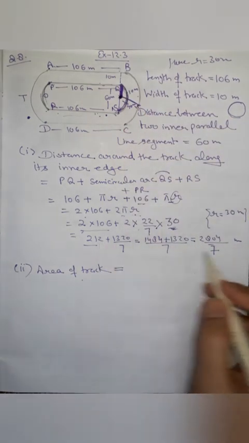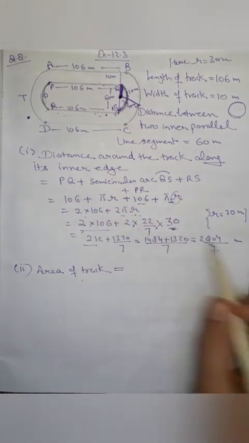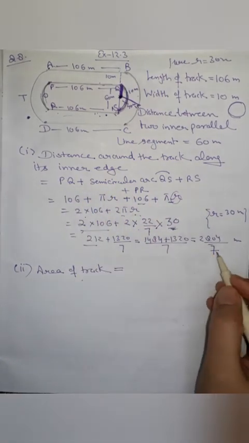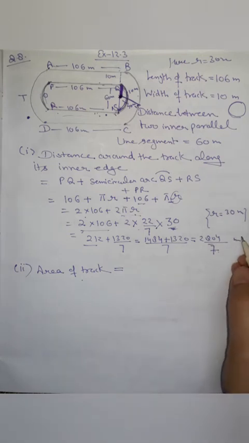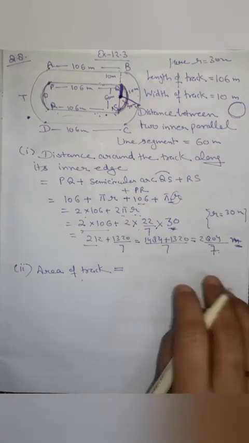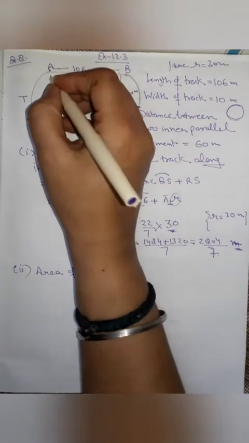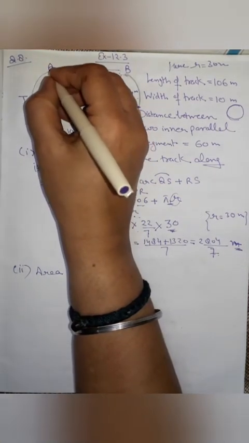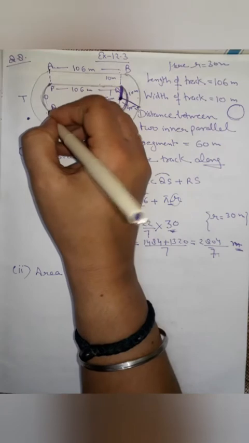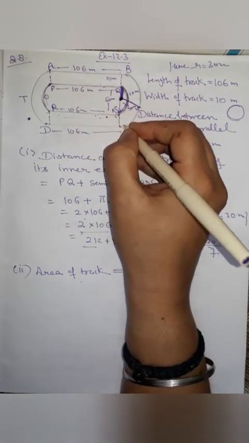Now put the values and solve. We will get the distance around the track along its inner edge equal to 2804/7, and the unit is meter. Distance is there, so the unit will be meter. Now you have to find the area of the track. If you see the figure, we are dividing this figure into many small equal parts.